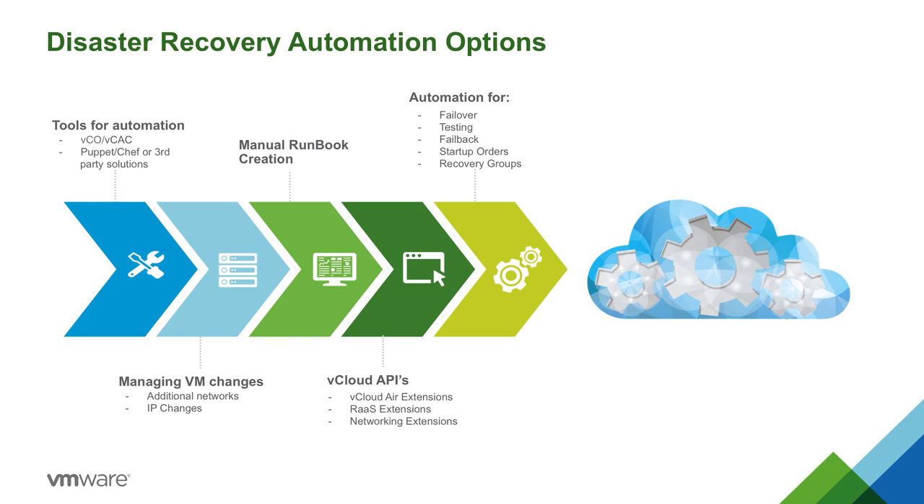We provide you with the ability to have APIs so you can script all this by leveraging the vCloud Air extensions, the Recovery as a Service extensions, and the networking extensions. And then we give you the ability in those APIs to automate failover, testing, failback, and create startup orders. So if you have multiple tiers of applications, so you have a 3-tier web application, for example, you can configure the startup order because you would want the SQL database to start before the web server. So you can configure those startup orders and create recovery groups as well.